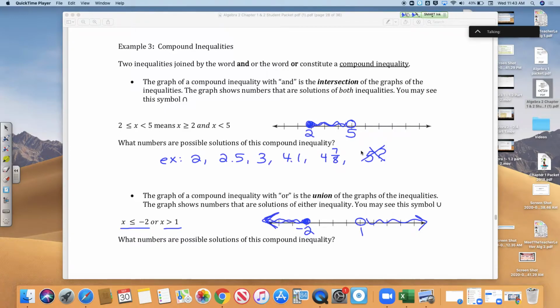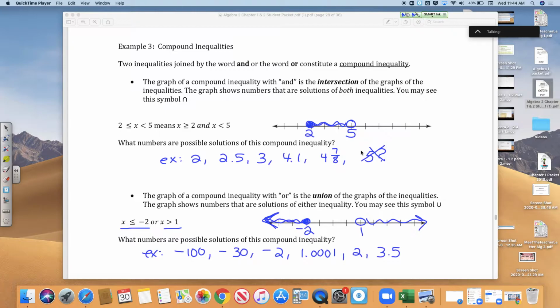So numbers that are possible solutions could be anything that's less than or equal to -2, like -100, -30. -2 is a solution. And also anything greater than 1, like 1.0001 would be a solution. 1 would not be a solution because it's an open circle, but then anything greater than 1 as well would be a solution. And we could keep going here forever.